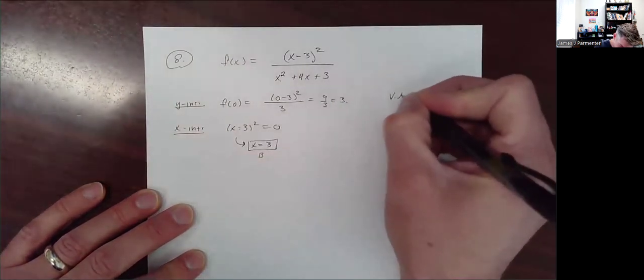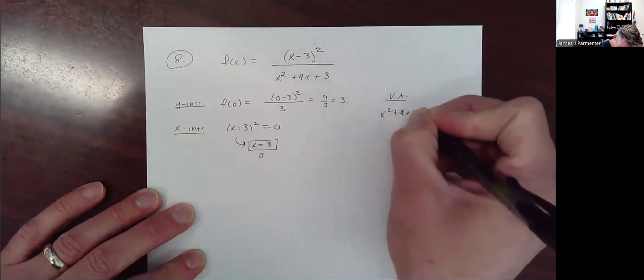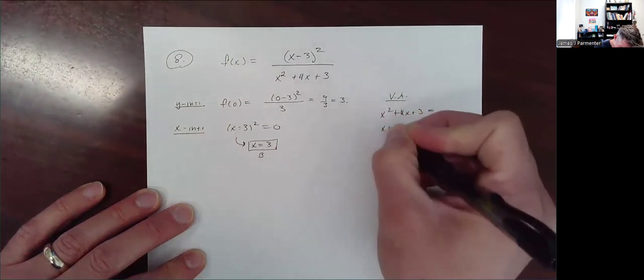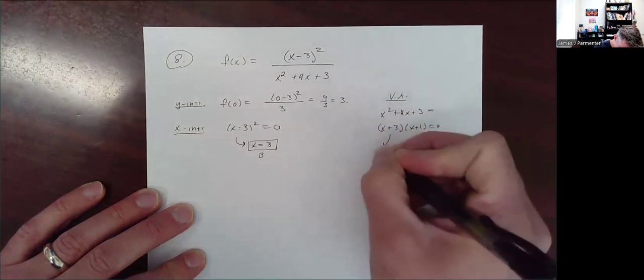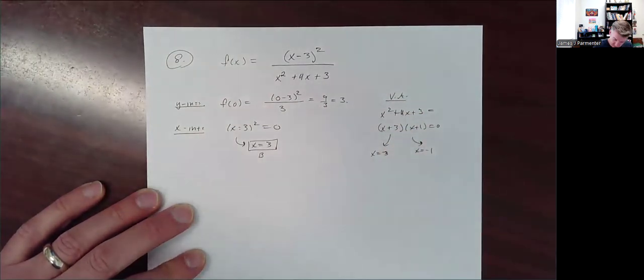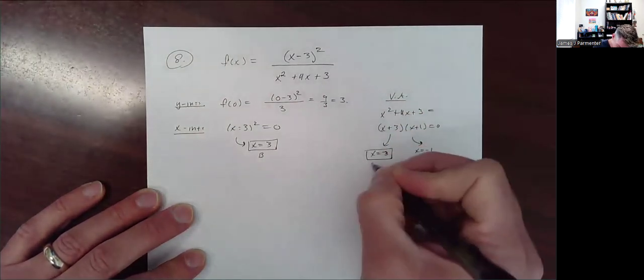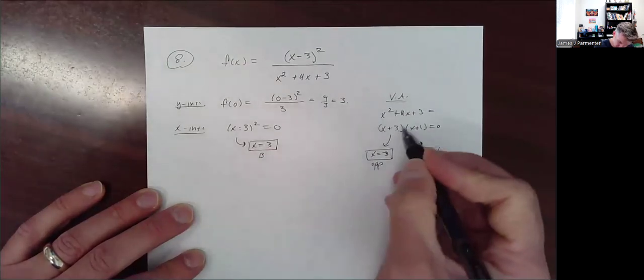Vertical asymptotes, we're setting the denominator equal to 0. We should definitely factor it. It factors as x plus 3 times x plus 1. So we're going to get x equal to -3 and x equal to -1. Both of these are going to be opposite behavior vertical asymptotes because they came from factors with odd powers.